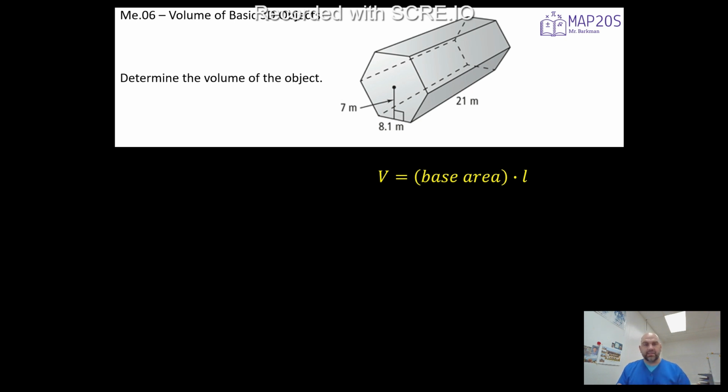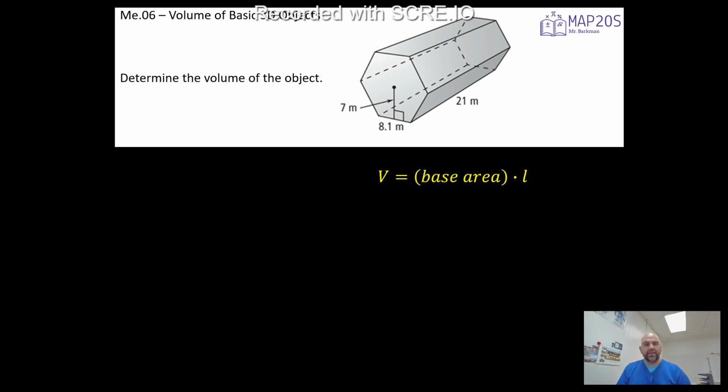So if you look at this example, the length of our prism is 21 meters. And so it's important that we understand that length there and we don't get it confused with other lengths or heights that might be inside of our base dimensions. So let's take a look at this one right here.